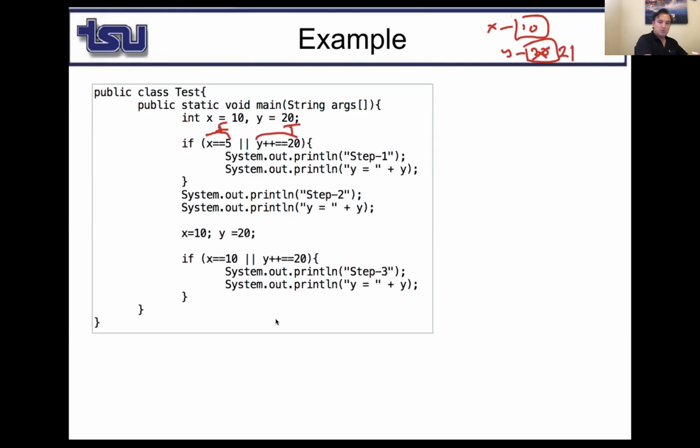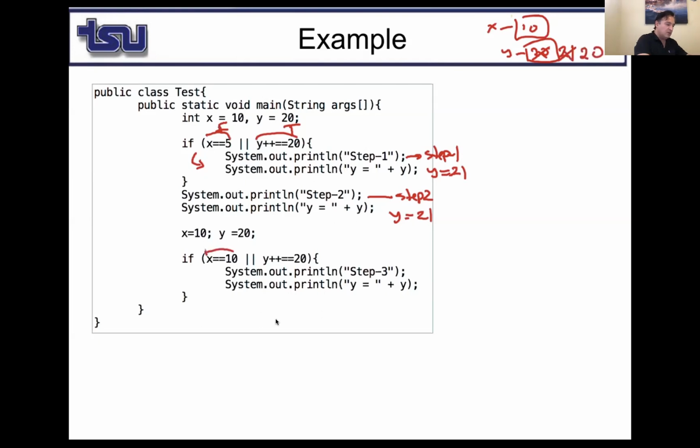False or true is true. That means I'm going to get inside this. It's going to print step 1 and y is equal to 21. And then it's going to print step 2, y is equal to 21. Then it will change y here. It's going to change y back to what? 20. So this is 20.